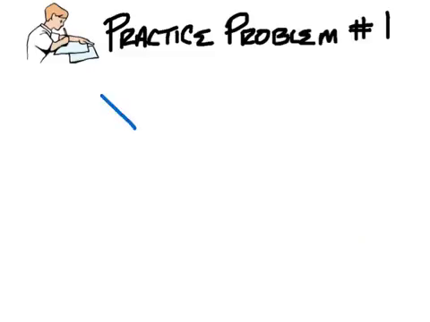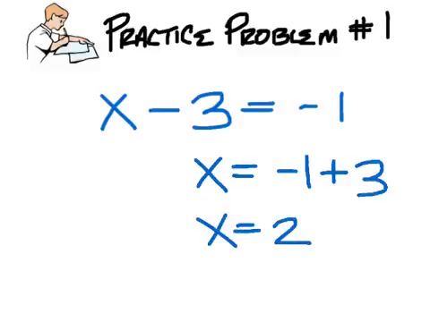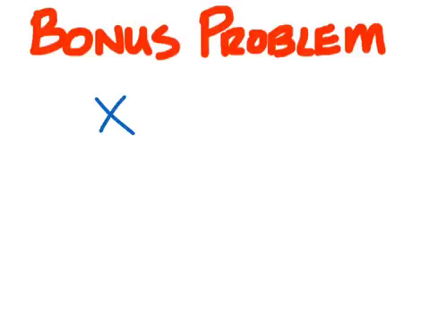Bring this up and drop it off. X minus 3 equals a negative 1. For the practice, it should be negative 1 plus 3, which is a positive 2. Bonus problem. X plus 1 equals a negative 5.